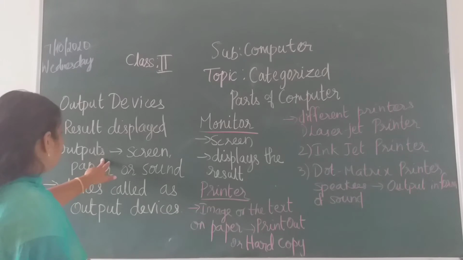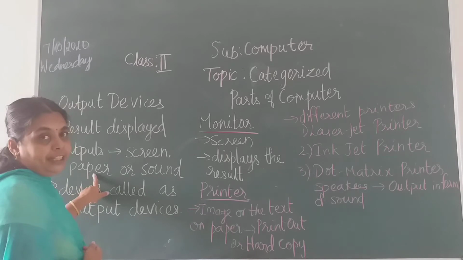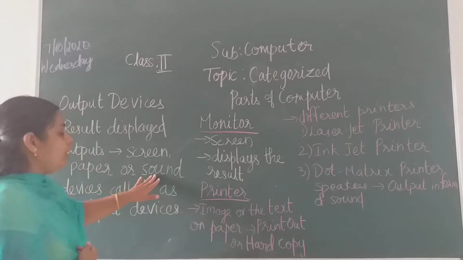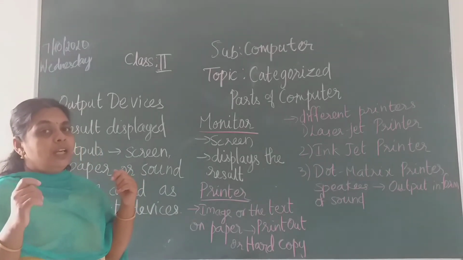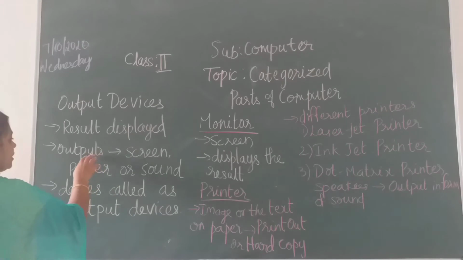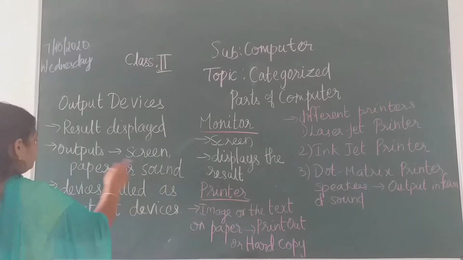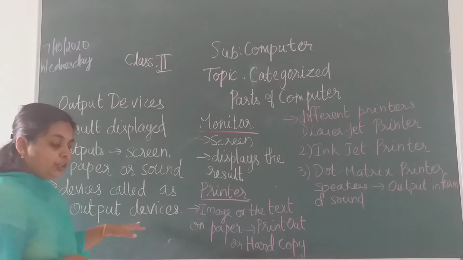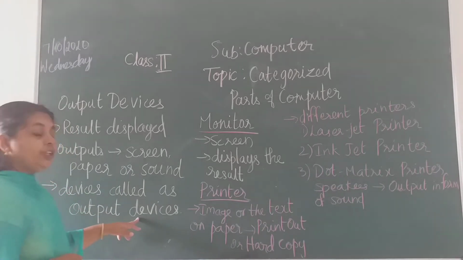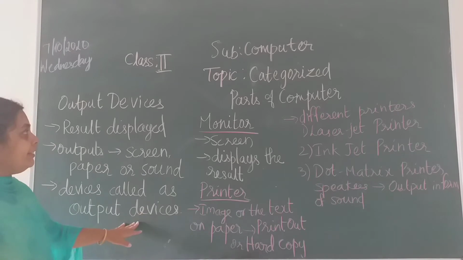So where can all the outputs be seen? Screen. Screen is your monitor. Then you can take a printout on paper, or it's a sound. Using speakers, you can listen to the sound. So the outputs are displayed through screen, paper or sound, children. The devices which help to give the output are called output devices.